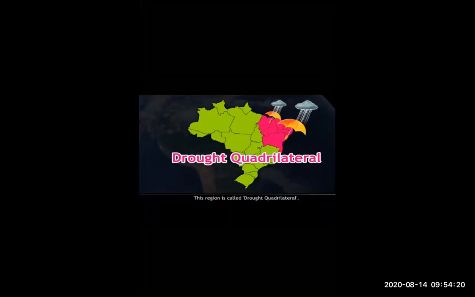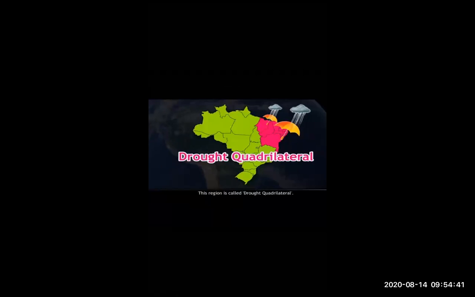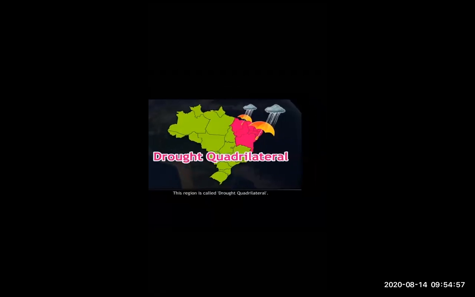When there is low rainfall, the rain shadow area, look at this. There is more rainfall over there, and there is low rainfall over there. So the more rainfall and the less rainfall, this part is called the drought quadrilateral part. We can also say drought quadrilateral means rain shadow area, which is also called a drought quadrilateral, where there is low rainfall. In a rain shadow region, there is always low rainfall. That's why it is called a drought quadrilateral.